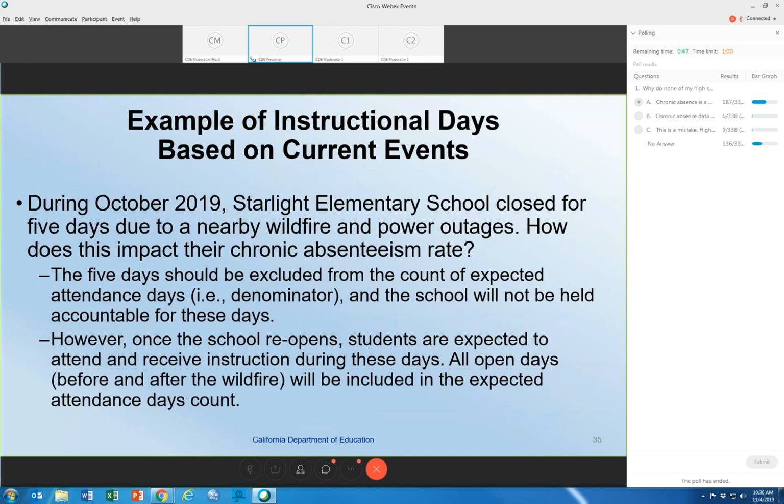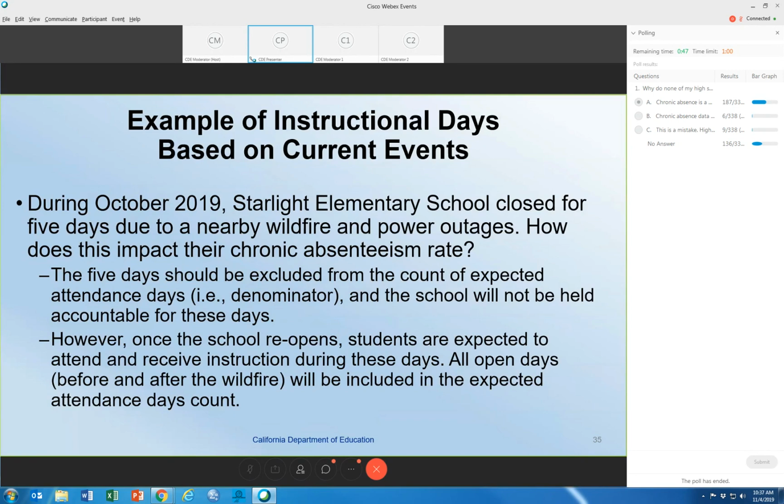So we do have an example to share with you guys just to give us an overview of what this actually might look like in the real world. During October 2019, this would count for next year's dashboard, but say it's 18, Starlight Elementary School closed for 5 days due to a nearby wildfire and power outages. How does this impact their chronic absenteeism rate?